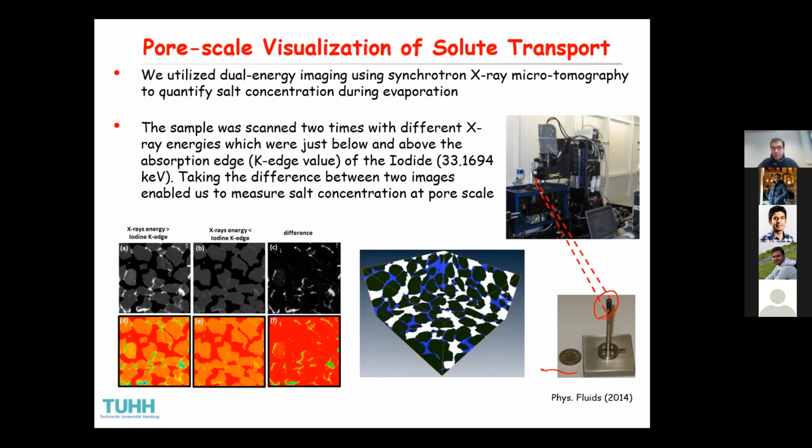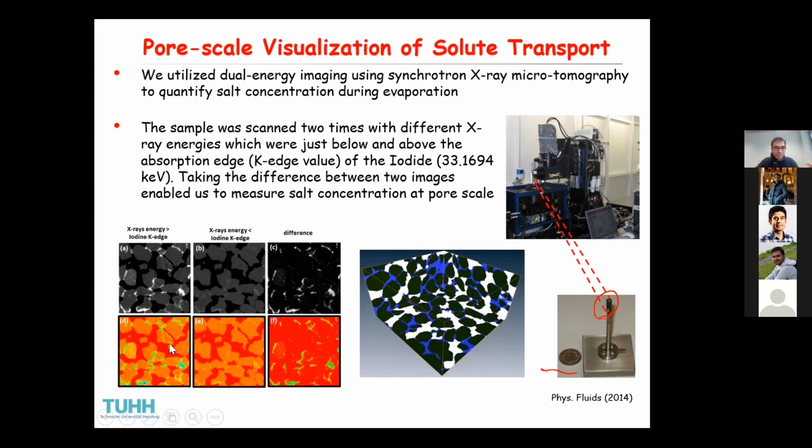To do that, we used dual energy imaging. Here is the cross-section of my sand, just the surface of the sand. We scanned the column with an energy that is higher than the K-edge value of the salt, and this is what you get in A. Then we scan the same column immediately with an energy that is lower than the K-edge value of the salt, which is required to detect the ion. Then we subtract these two images, and the difference gives me the distribution of the ion.